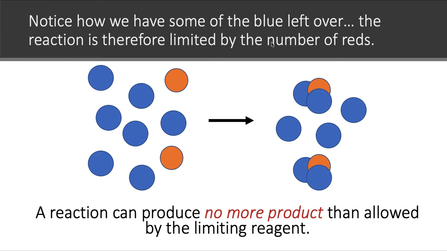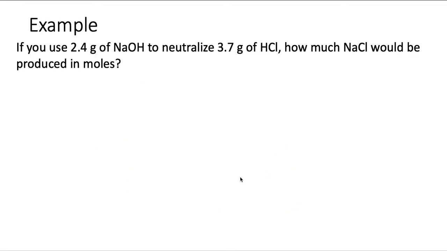The same idea works for the limiting reagent. The limiting reagent will limit how much product you make. You cannot make any more product than is allowed by the limiting reagent because you'll run out. You'll have some left over of the other reagent. This is the one that runs out faster, the red balls or orange, whatever, and then you'll have some left over of the other reactant. But you cannot make any more product because you've run out of one of the reactants, which is called the limiting reagent.